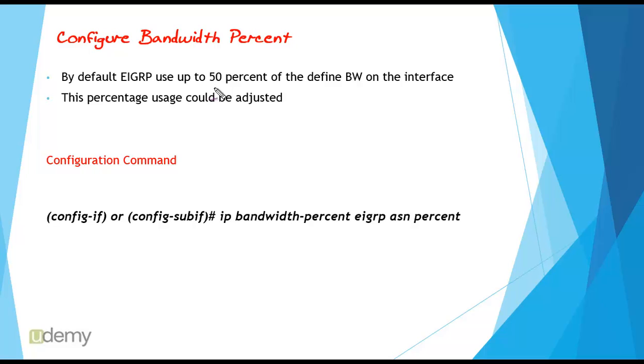By default, EIGRP uses up to 50% of the defined bandwidth on the specified interface. This could not be a problem when you have high bandwidth interfaces, for example, when you have FastEthernet, gigabit Ethernet, or even 10 gigabit Ethernet or 100 gigabit Ethernet interfaces.